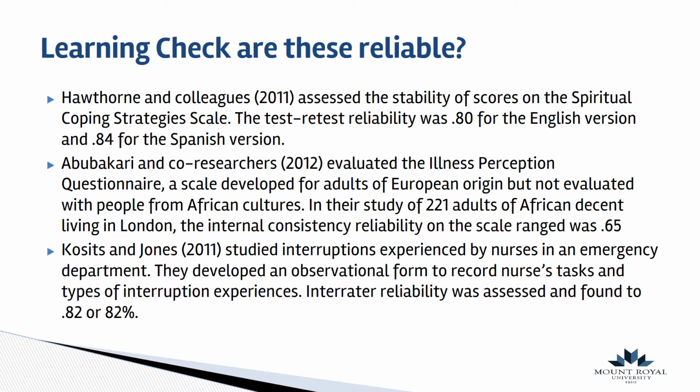So in this situation, with Hawthorne and colleagues, test-retest reliability is good, so we would consider that reliable. In the second situation, the internal consistency was only 0.65, so it doesn't meet our minimum of 0.7. So I would say that would be unreliable. And then the third one, as far as inter-rater reliability, we had 82%, which is acceptable, so we would consider that reliable.